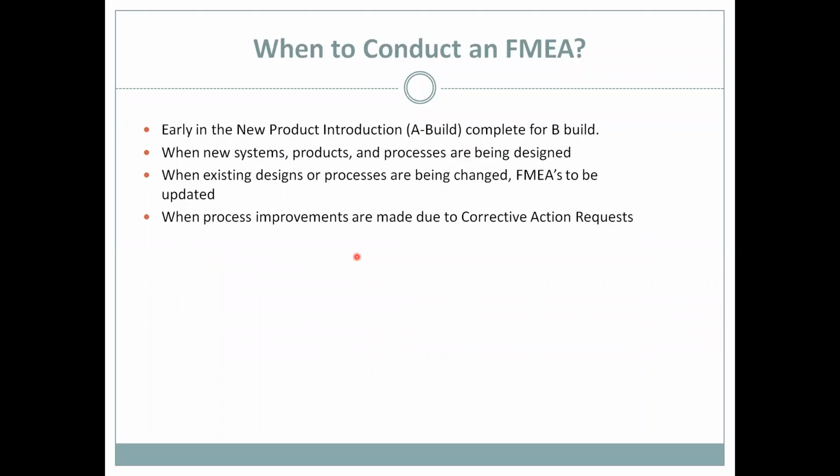So when to conduct an FMEA? Early in the product introduction, complete before the build. That means whenever we are making a new product and doing the designing, we can do a design FMEA. Then if we are doing a pilot, after getting the results of the pilot, we can do some FMEA based on that. And once we put it into production and produce something, again we can do some FMEA, right? We can do FMEA at different stages based on the experience we have gained, because when you do the designing and then the FMEA, whatever analysis we do can be only theoretical. We do not have any practical knowledge.